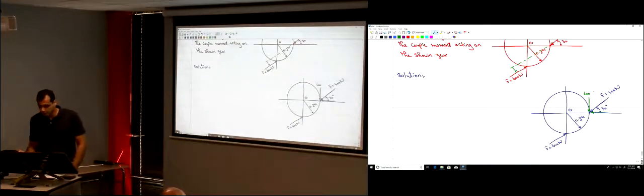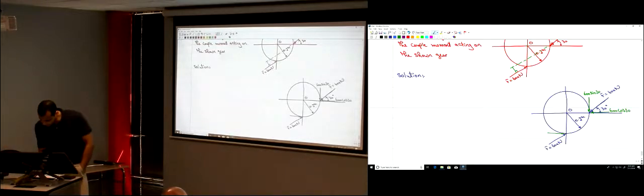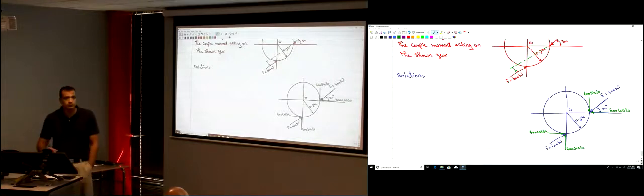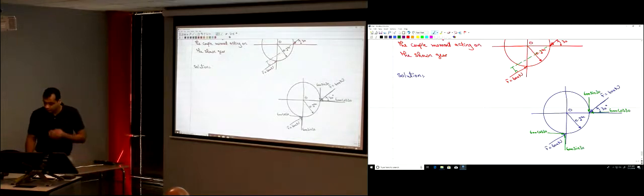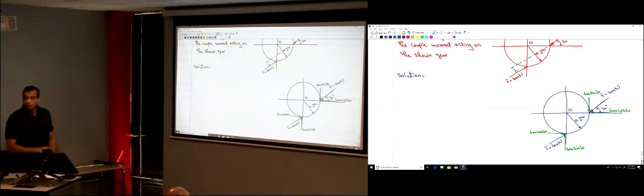600 multiplied by cosine 30 and 600 multiplied by sine 30. The vertical one is multiplied by cosine 30 or sine 30? Sine. Sine 30 here, and the horizontal one is 600 cosine 30. And the same for this one: this is 600 cosine 30, and this one is 600 sine 30. So instead of having this inclined force, now I have the two components of it.